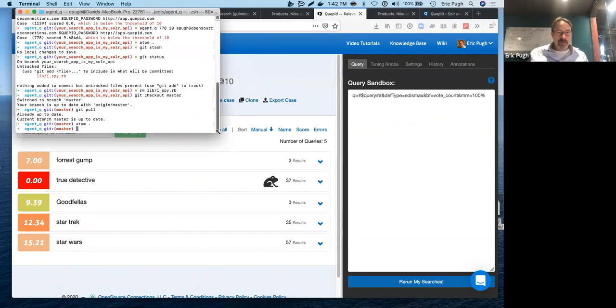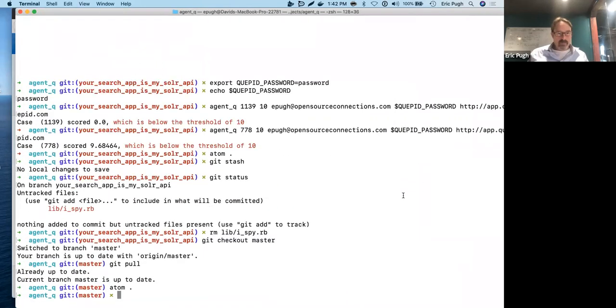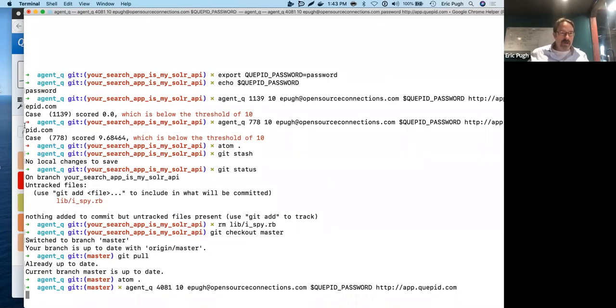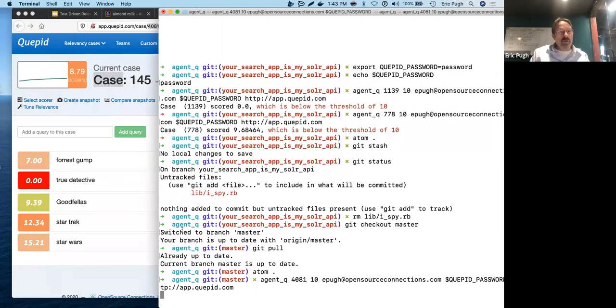Hopefully everybody can see it. So Agent Q is a little command line library that lets me run a case. So I'm going to put my case ID in there, and what score I consider success or failure, right? So right now it's expecting a 10 to come back. So let's go ahead and run it. There's my username, there's my password as a variable, and there's my Cupid that I'm using. So I'm going to go ahead and run this. And it takes a couple of minutes. What this is doing is firing up a headless browser, which then logs into the Cupid website and runs those queries, which is why it takes a little while.